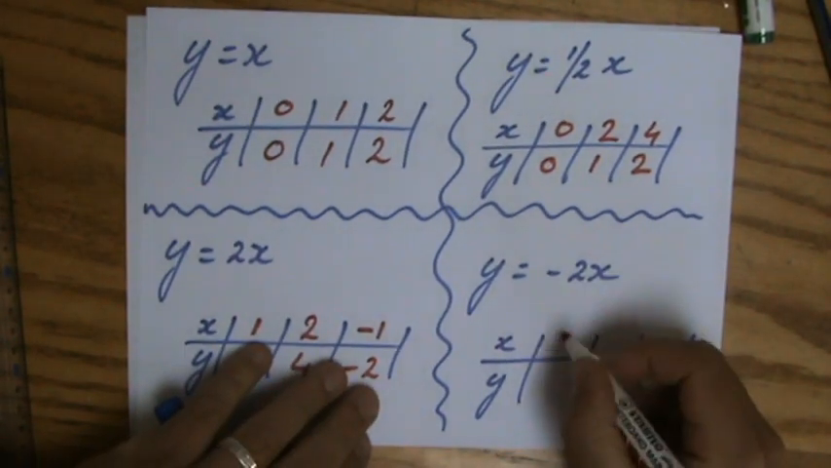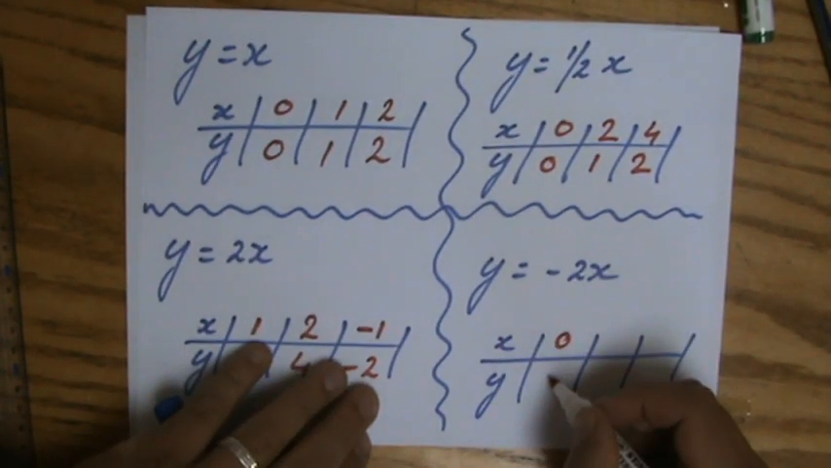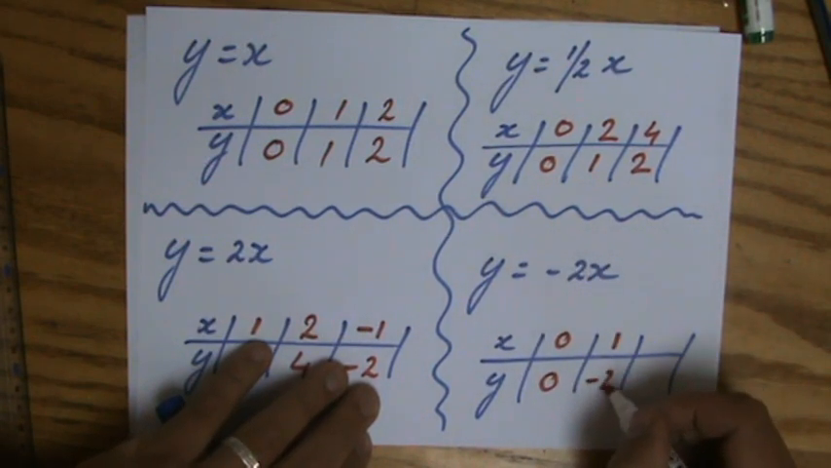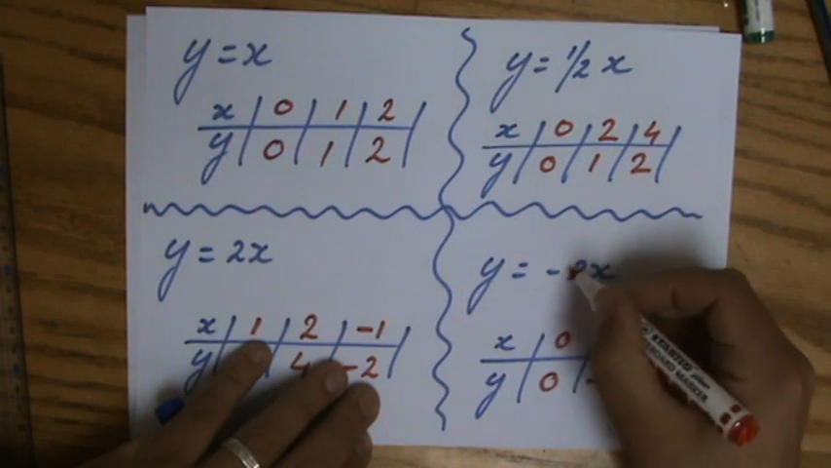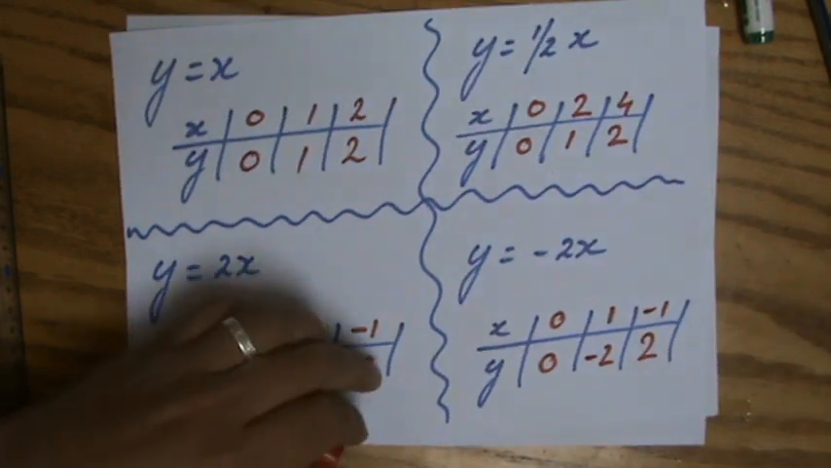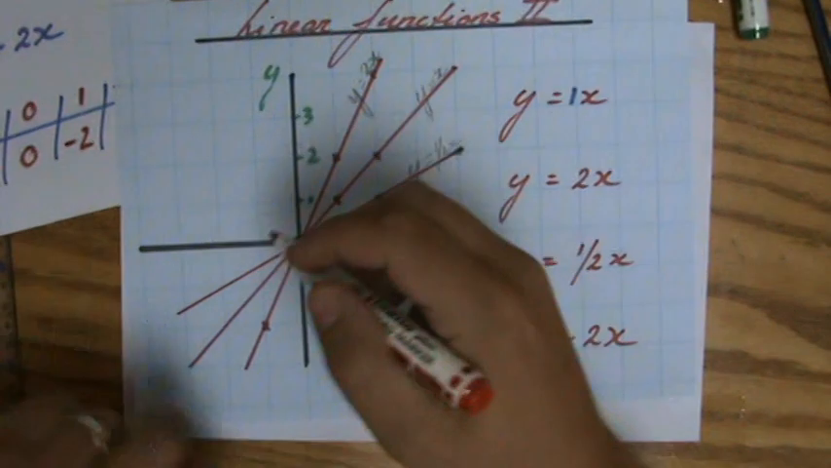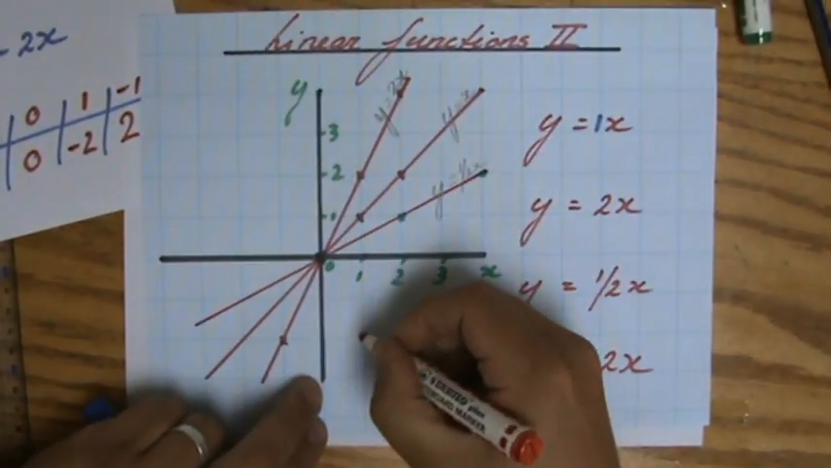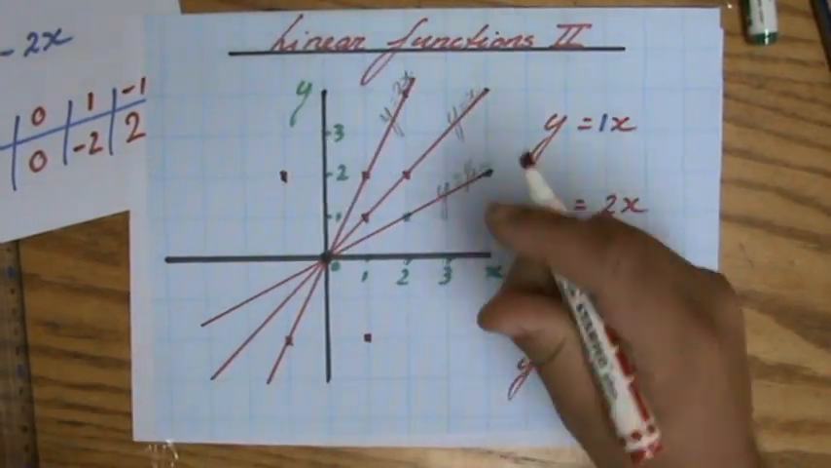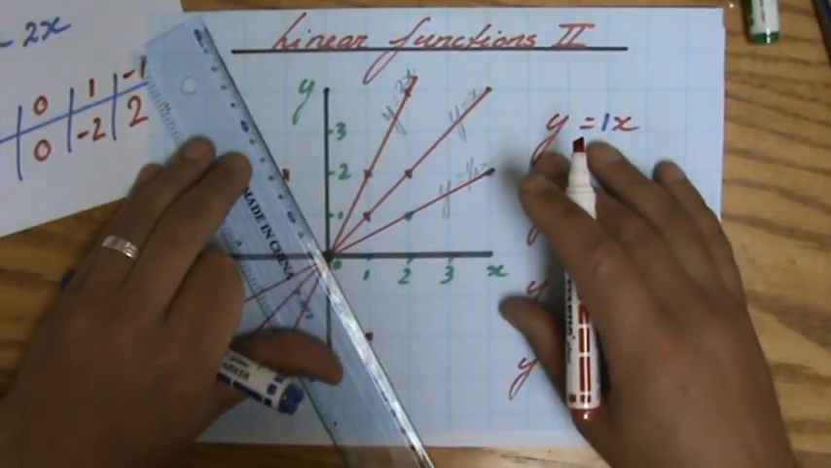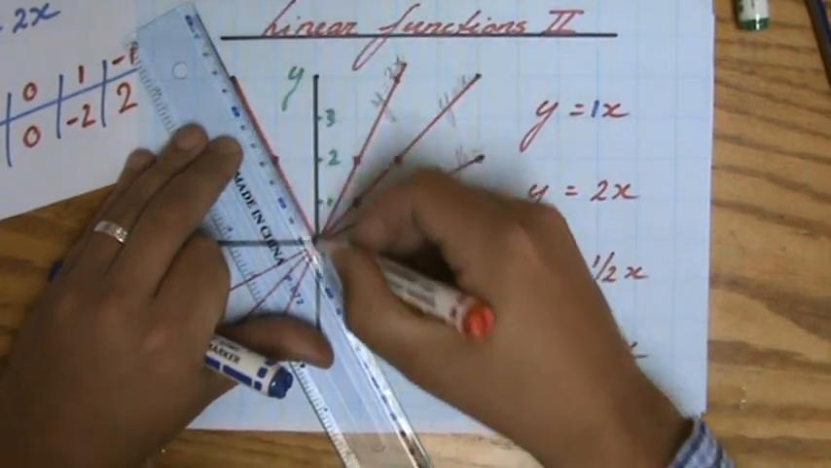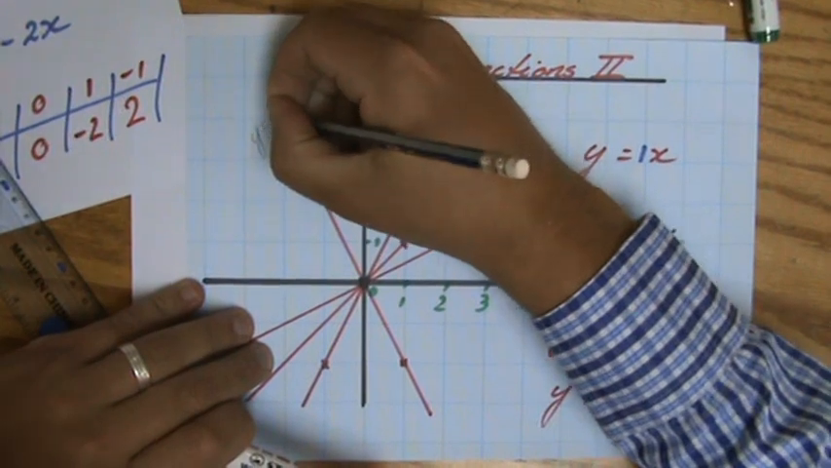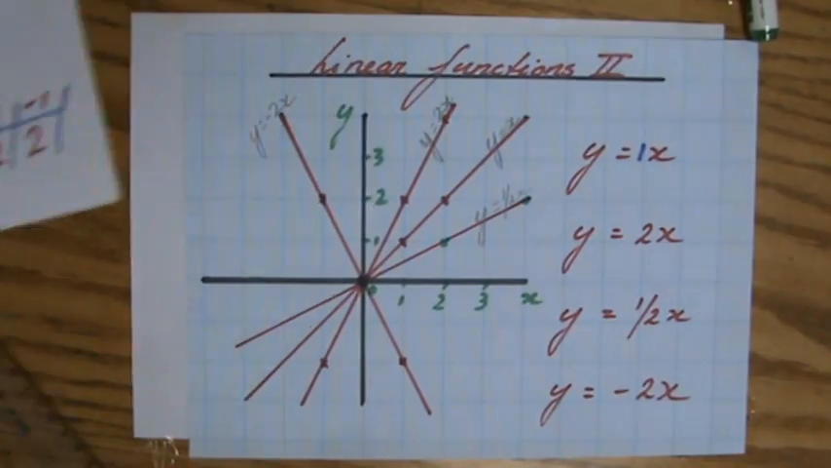Let's say x is 0, minus 2 times 0 is 0. x is 1, minus 2 times 1 is minus 2. And I'll take minus 1, minus 2 times minus 1 is 2. So I'm going to plot those points: 0, 0, also going through the origin; 1, minus 2; and minus 1, 2. And if I check that, indeed all 3 points are on one line. There we go. Y equals minus 2x, label your line.